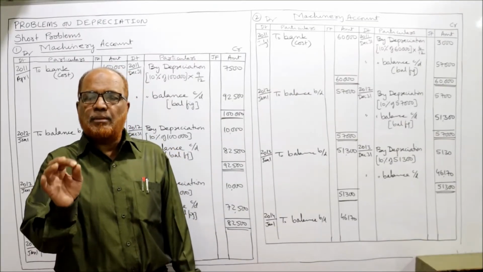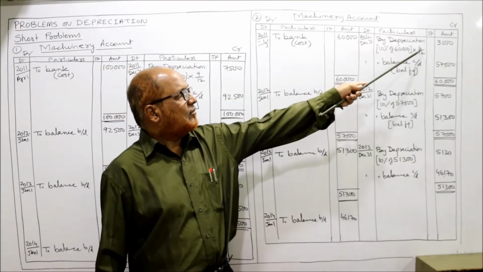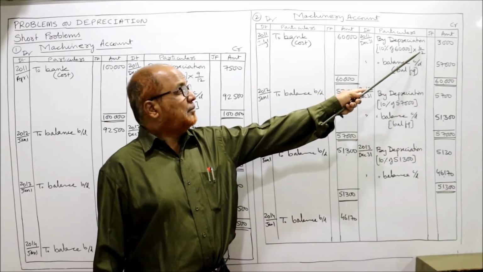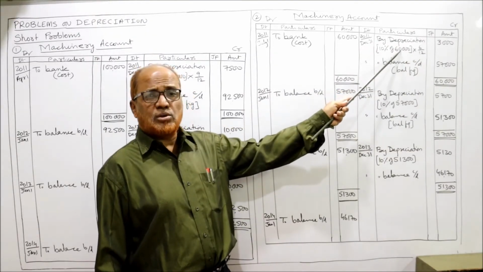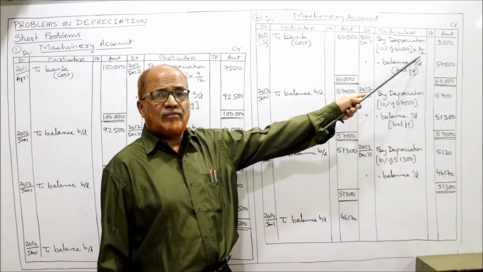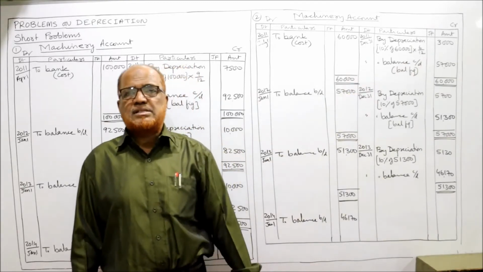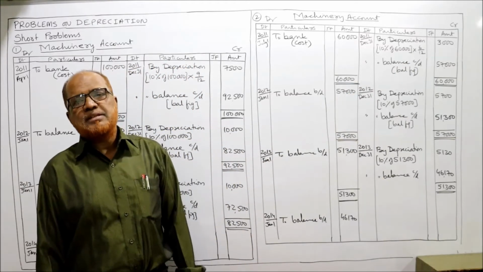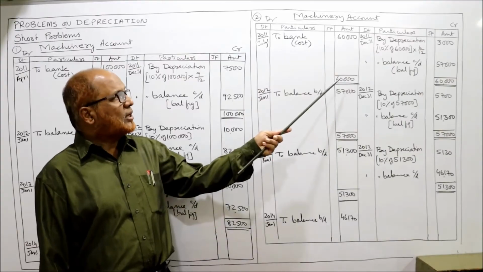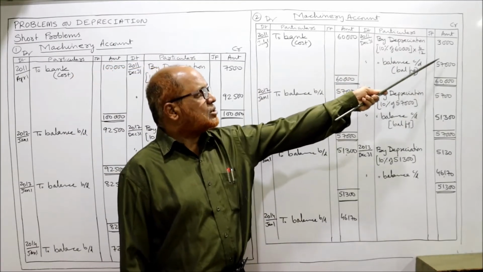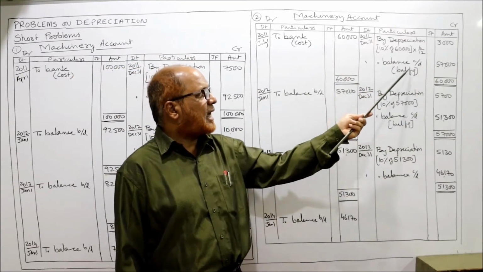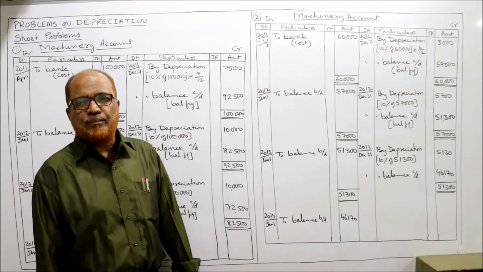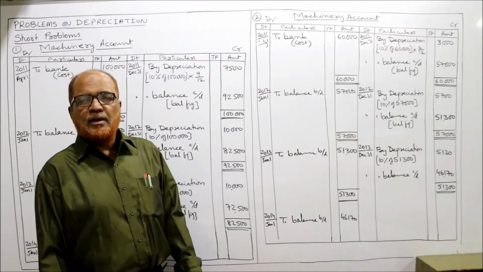6 months the machine is used. So 6 by 12. 10% of 60,000 into 6 by 12, you will get 3,000 rupees depreciation. The first year depreciation is 3,000. So take the total, 60,000 minus 3,000, 57,000, by balance carried down. Balancing figure. Now we'll come to the second year.